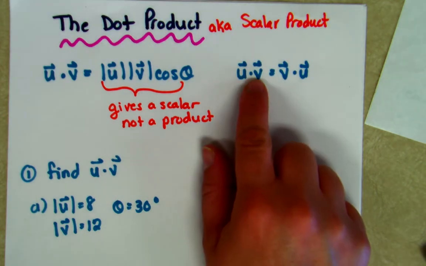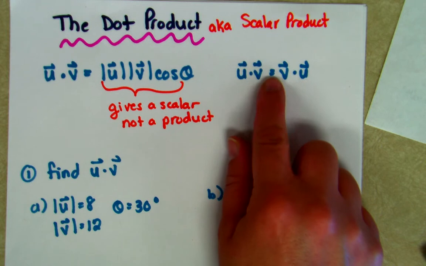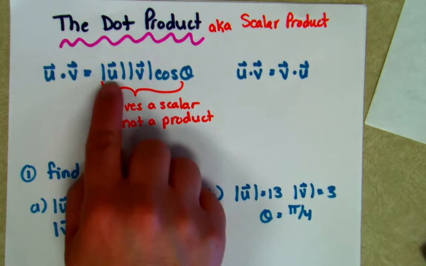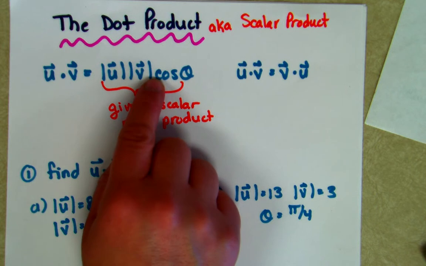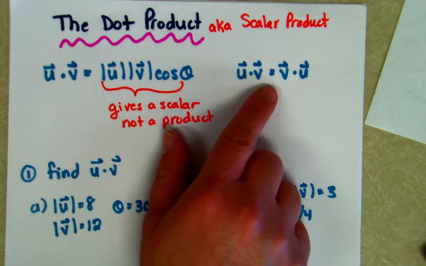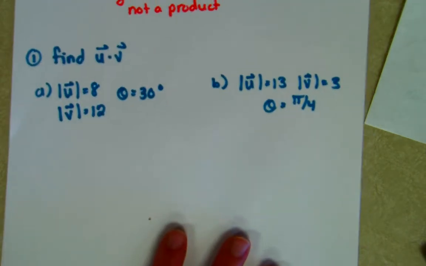And u dot v is equal to v dot u. This is commutative, it doesn't matter the order, because it's going to be regular numbers, 2 times 3 times 0.5. It doesn't matter what order you do those in, it's going to give you the same answer. So let's look at how to work with this.